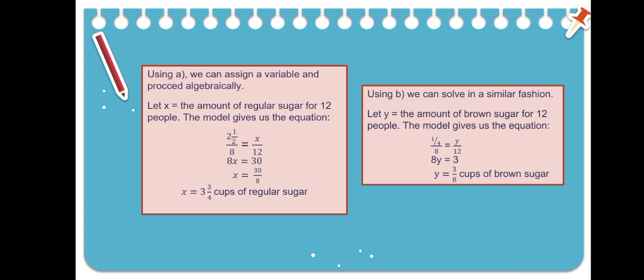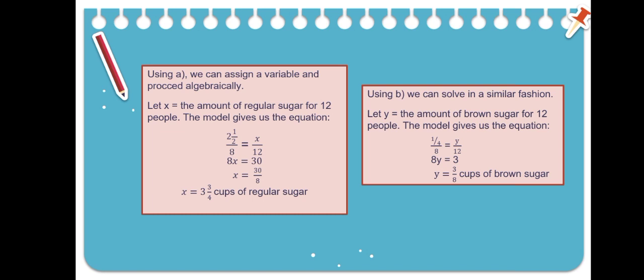So cross multiply, so that we get 8x is equal to 12 times 2.5, which is equal to 30. So 8x equals 30. To find the value of x, we divide both sides by 8. So 8x divided by 8 is equal to x, and 30 divided by 8 is 30 over 8. Converting it into cups, we get 3 and 3/4 cups of regular sugar.